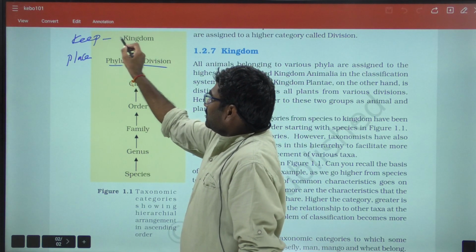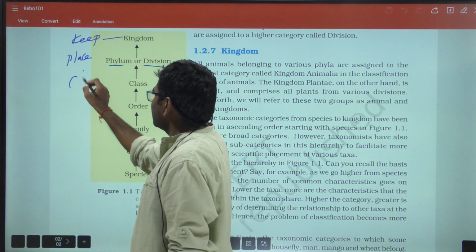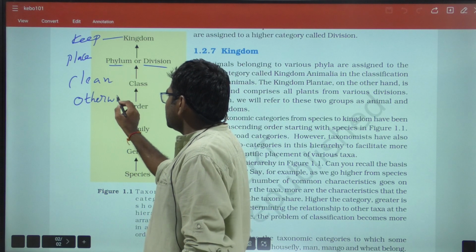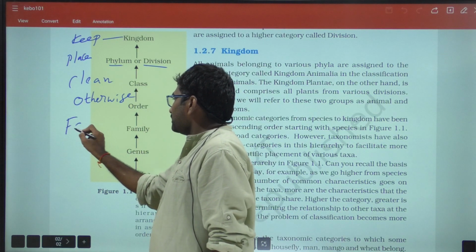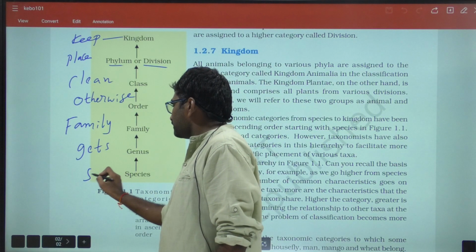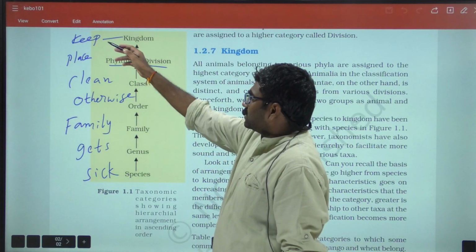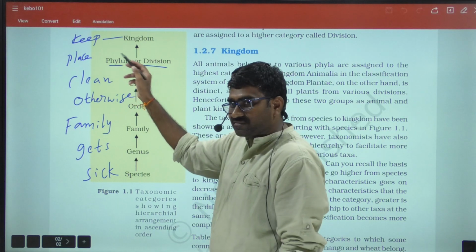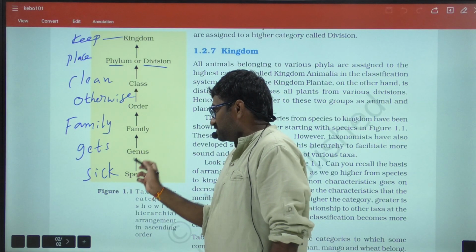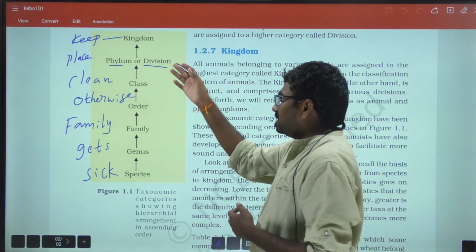So keep place clean, otherwise family gets sick, right? Keep stands for kingdom, place stands for phylum, and clean stands for class, otherwise order, family gets genus, sick, species. Or otherwise you have to put a mnemonic yourself to remember these taxonomic categories.